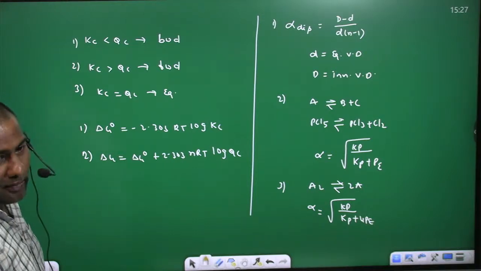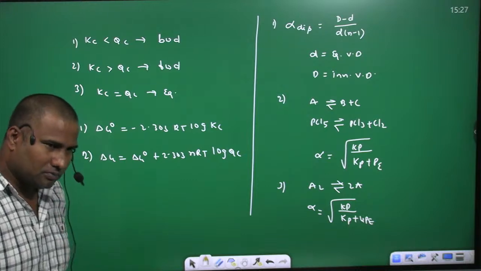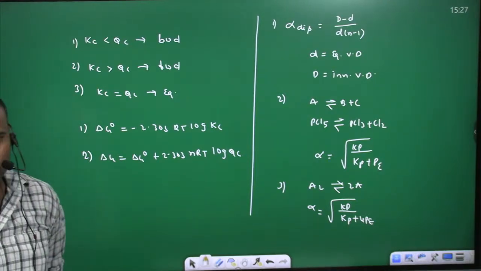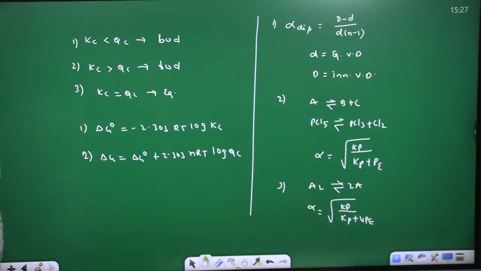PE means equilibrium pressure. PE means total equilibrium pressure. Okay. Now the next one.